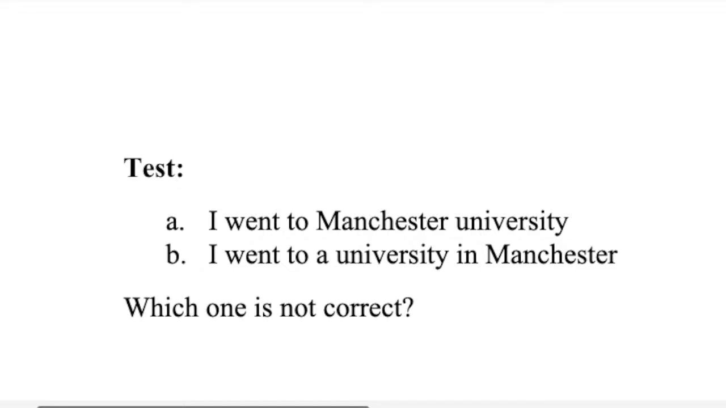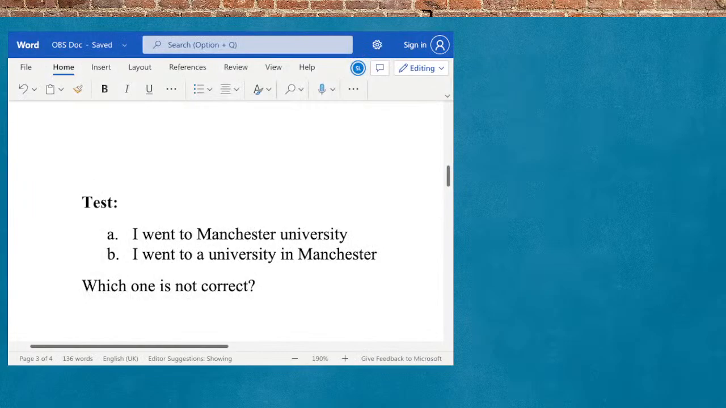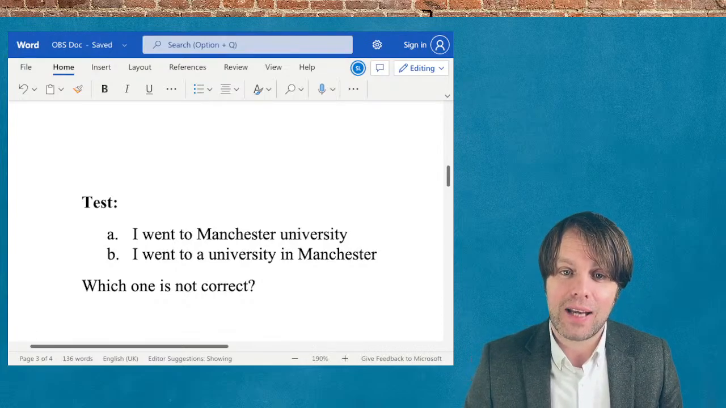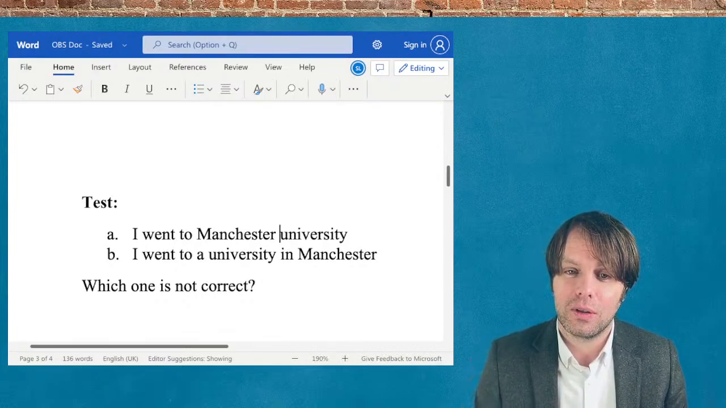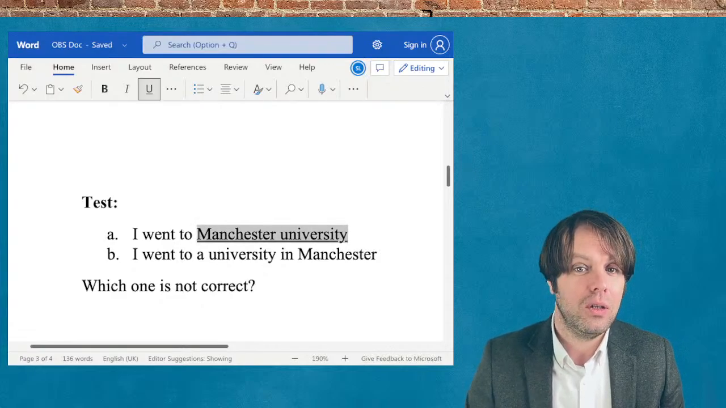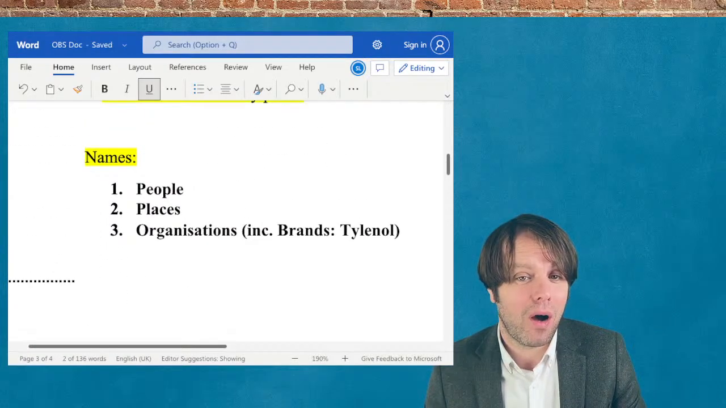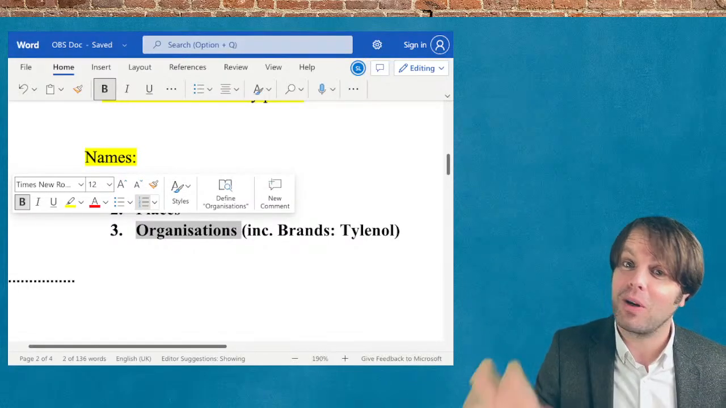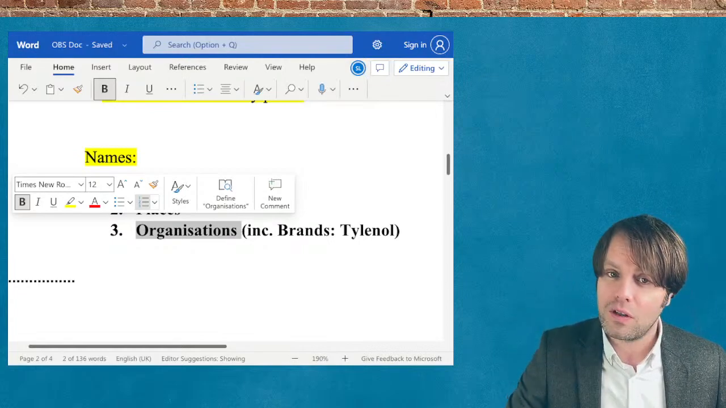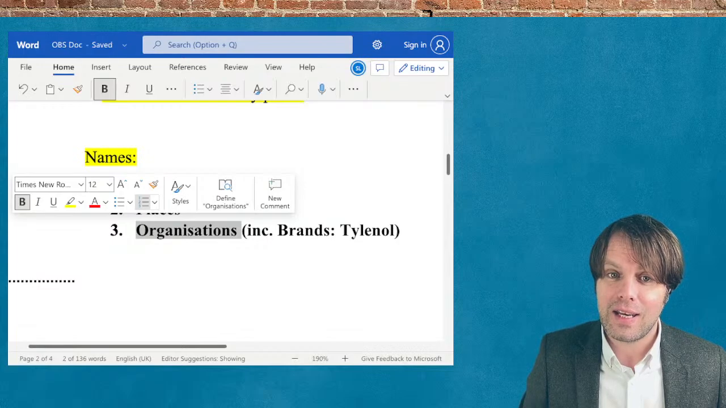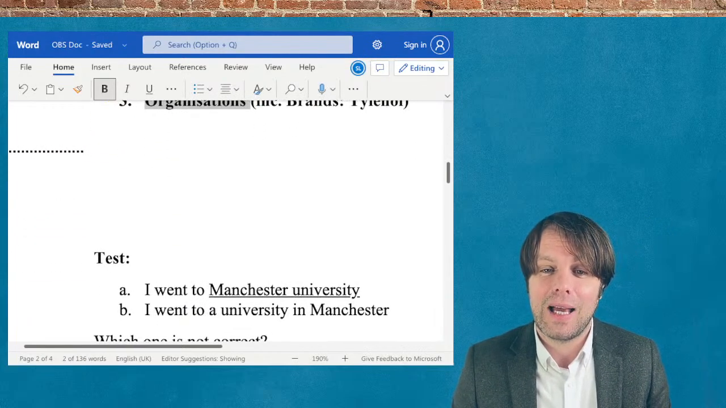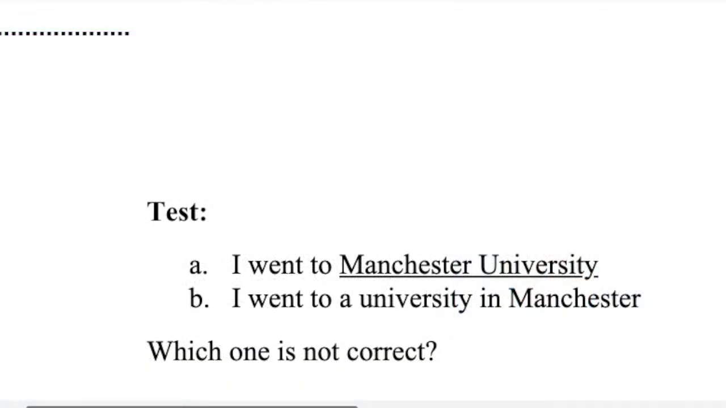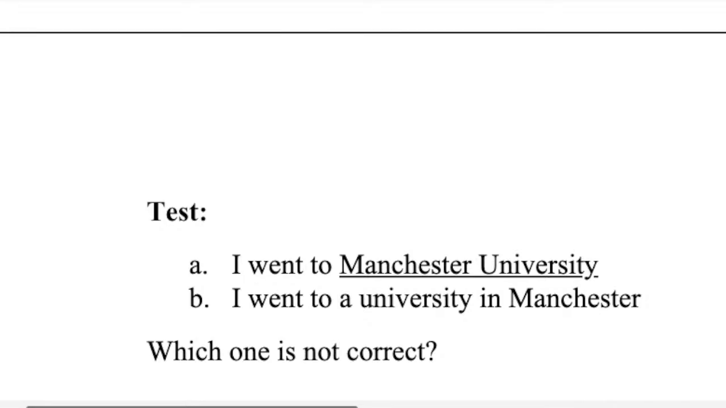People are saying A is not correct. Yes, that's totally right. It's A, isn't it? Why is A incorrect? A is not correct because Manchester University is the name of an organization. There are more universities in Manchester, but there is one official University of Manchester. That is the name, so I need to capitalize it, I need to say capital U. Is that clear, guys? Because this is the name of an organization.